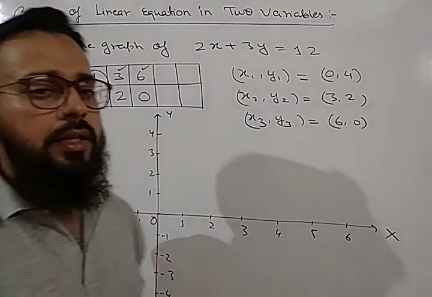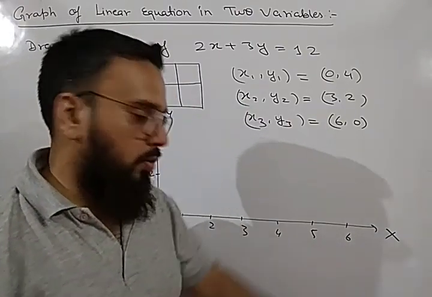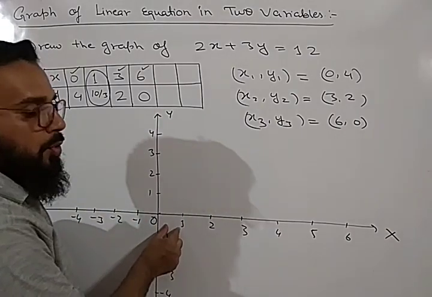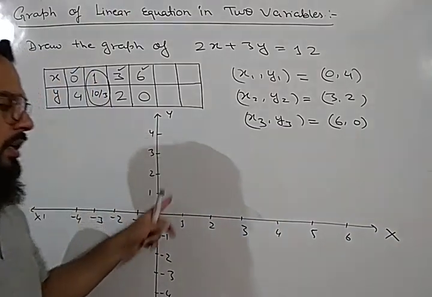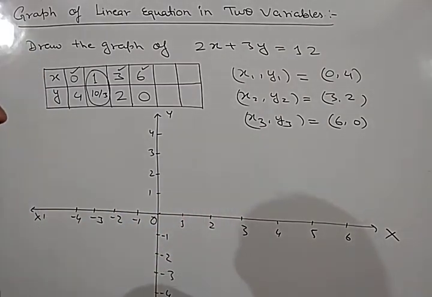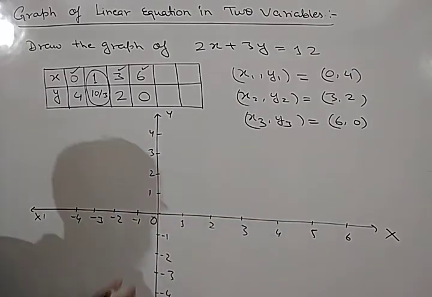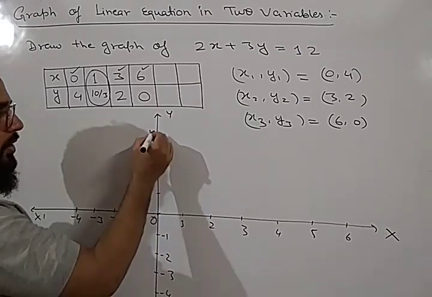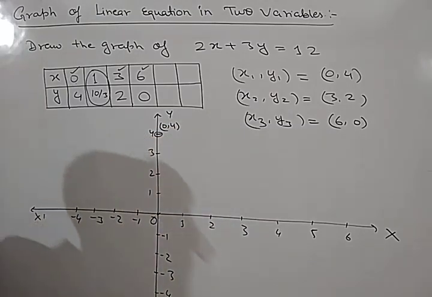And I told you earlier in the coordinate geometry also that we have to write the scale also. Means whatever value you are taking, we are taking on x-axis 1 block or 1 centimeter is equal to 1 unit. On y-axis also we are taking 1 centimeter or 1 block is equal to 1 unit. Now first ordered pair is 0 comma 4. So where will be 0 comma 4? X is equal to 0, and on x equal to 0 we have to move at y equal to 4. It means this is our first ordered pair. It is 0 comma 4.